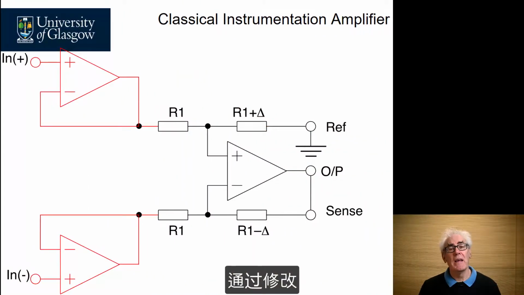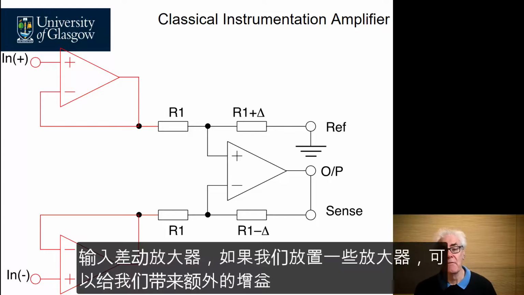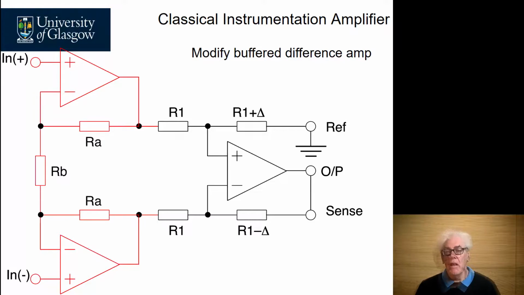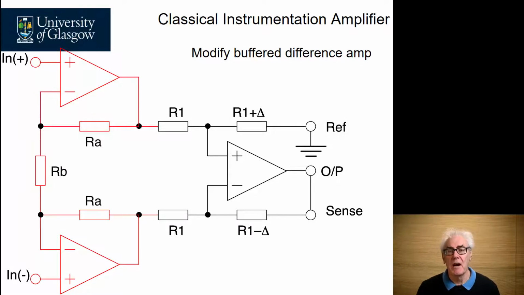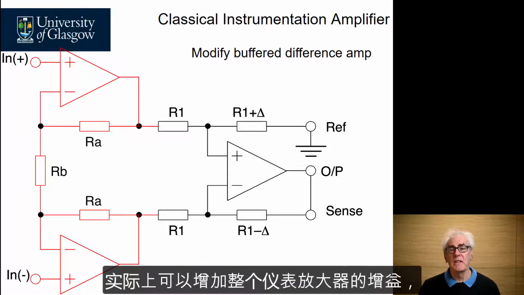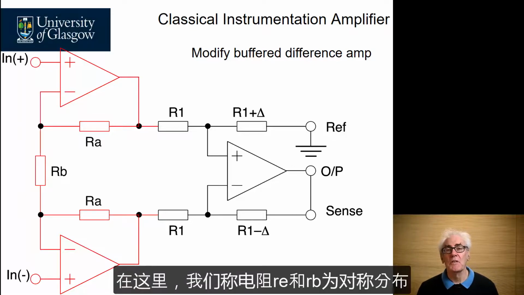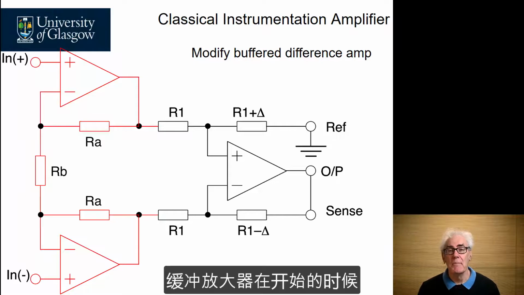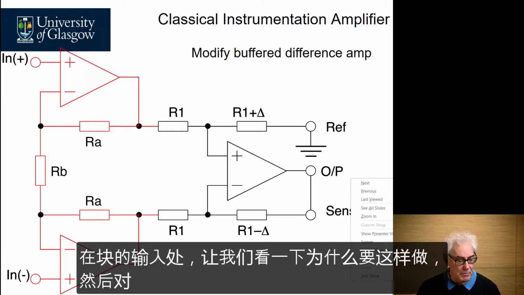In this lecture, we're going to look at how we can improve the performance of an instrumentation amplifier by modifying the design of the input difference amplifier to give us additional gain. If we place some resistors around the input amplifier such as this, then we can increase the gain of the overall instrumentation amplifier. Here we've called the resistors RA and RB, and they're arranged symmetrically around the buffer amplifier at the beginning of the input block.